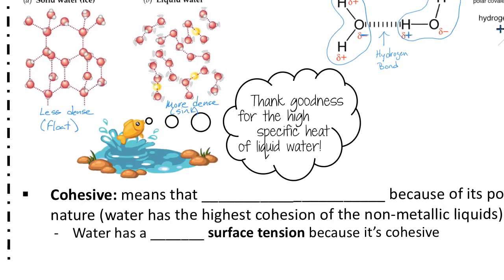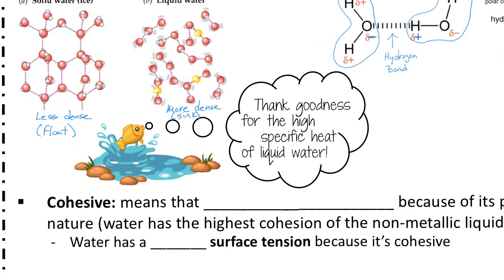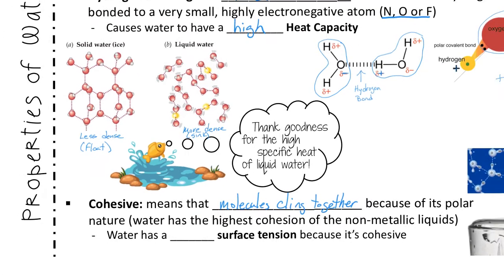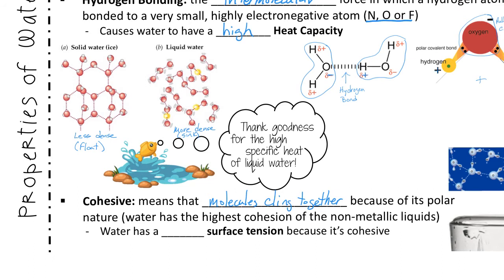Water is also cohesive, which means that molecules cling together. Because of its polar nature, water has the highest cohesion of non-metallic liquids. Water has a high surface tension, which is why bugs can kind of walk along the top of the surface of water, because those molecules want to cling together, and it actually creates surface tension that the insects can walk on top of.